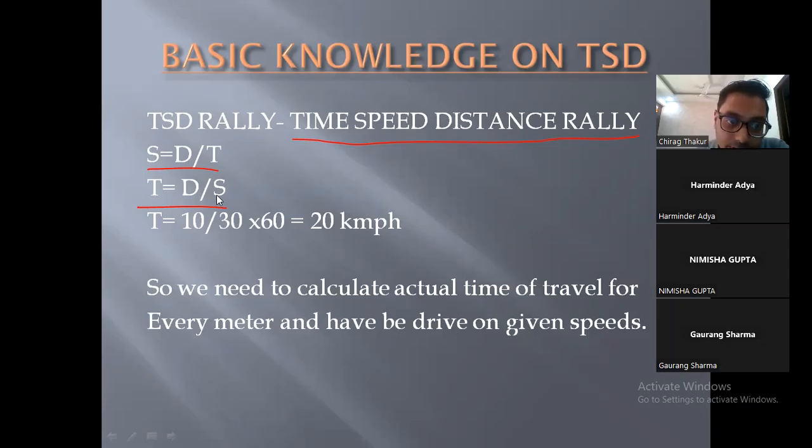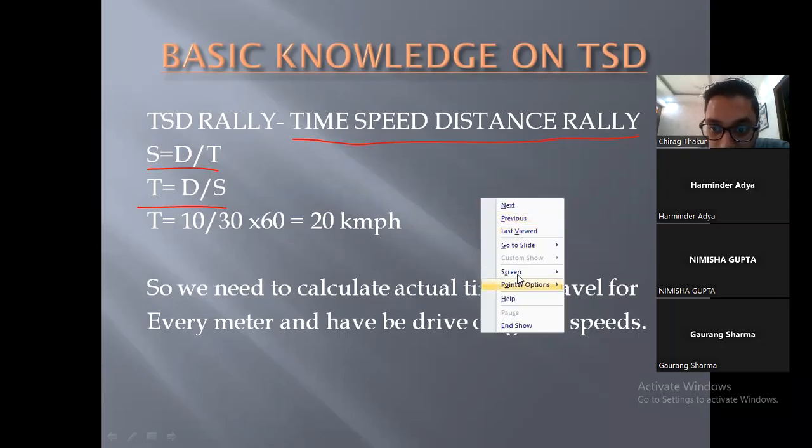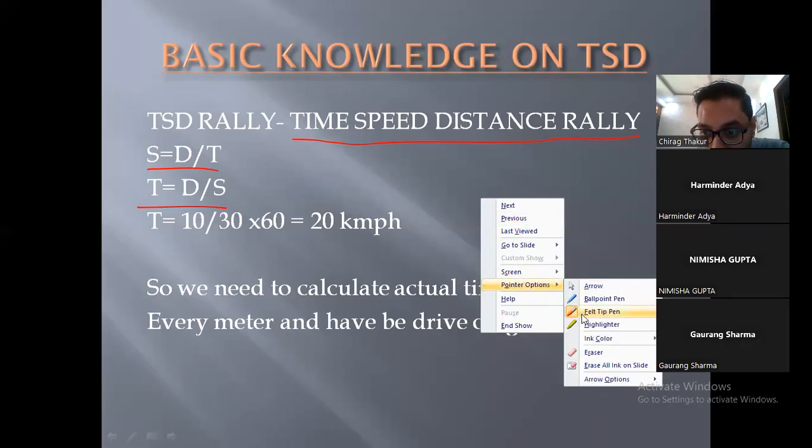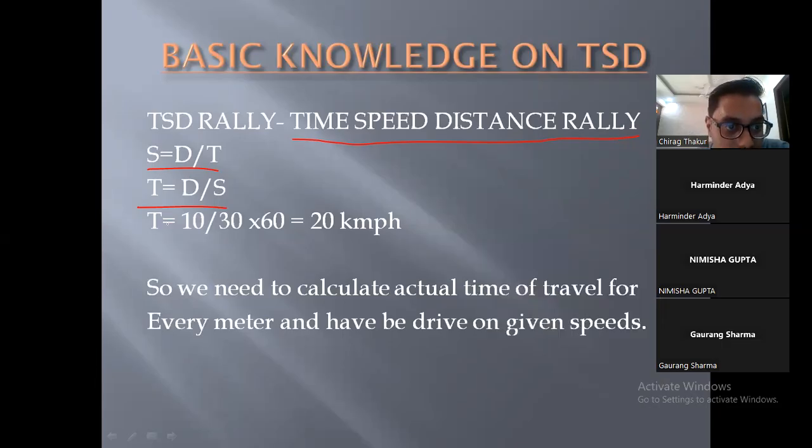So time is equal to distance divided by speed. This is the basic formula. You can see this formula. This is the basic formula through which we used to calculate the time earlier. Now we have different gadgets through which we can calculate the time.